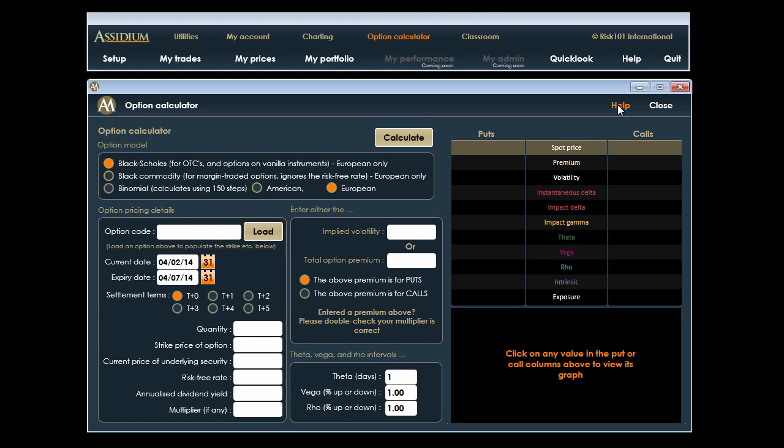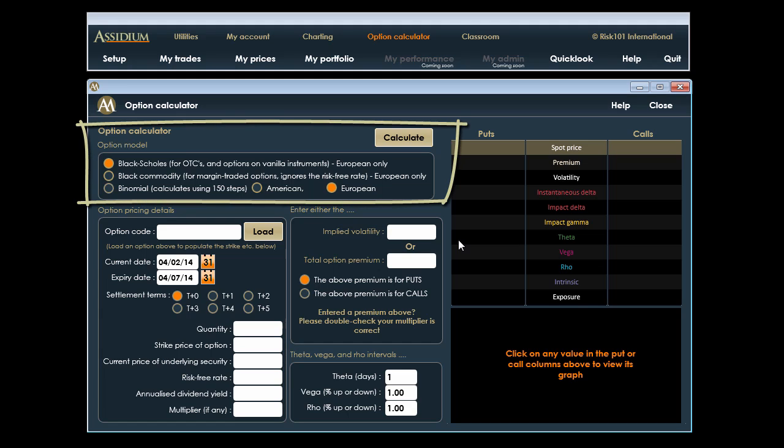This calculator is particularly useful in that once you have loaded all the option characteristics, if you input the volatility, then Assidium will calculate the resultant premium for you. Or, if you input the premium, then Assidium will iterate out the implied volatility according to your other settings.